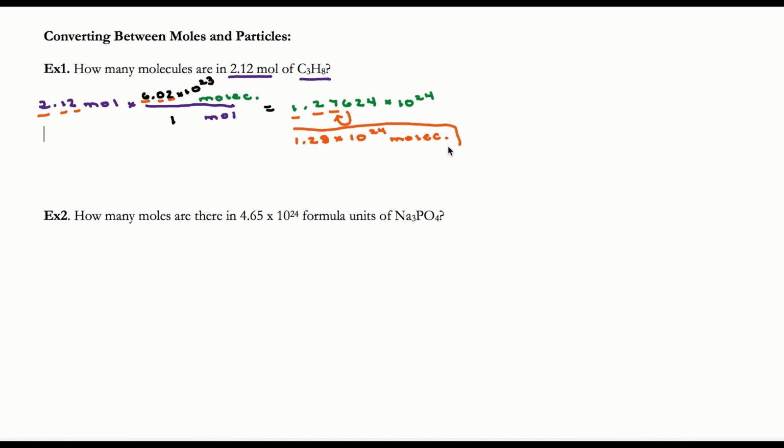Okay, and that's all there is to it. It's really not that bad. It's just kind of a weird concept, but just like a dozen means 12 or a pair means 2, a mole is 6.02 times 10 to the 23rd of either atoms, molecules, or formula units. Okay, let's do one more practice problem.